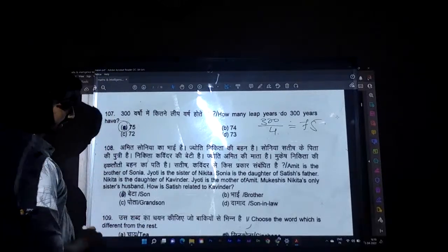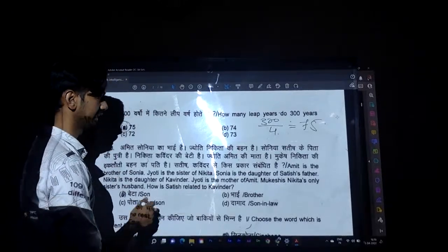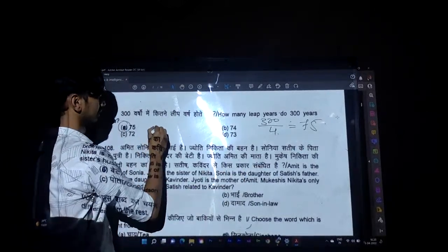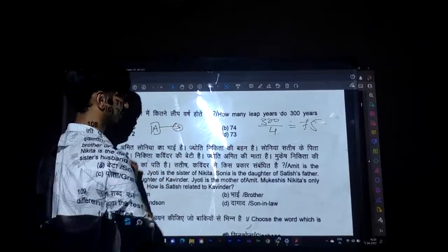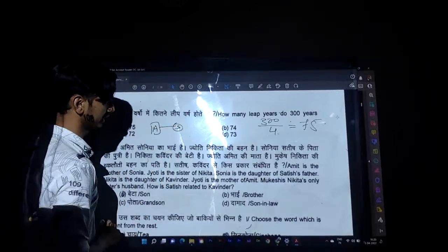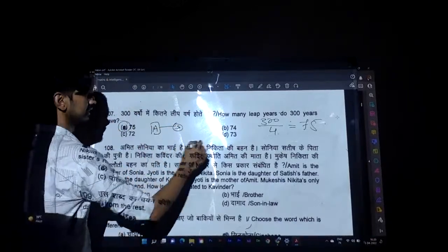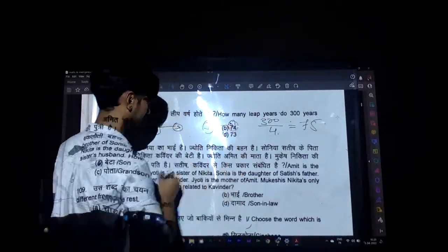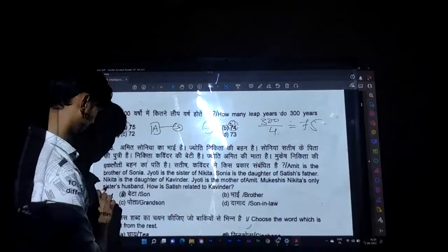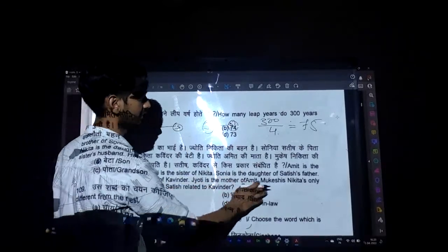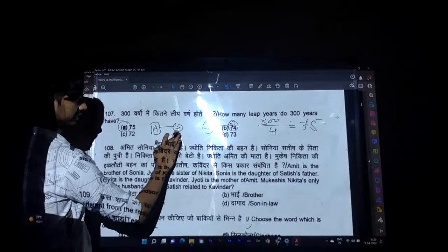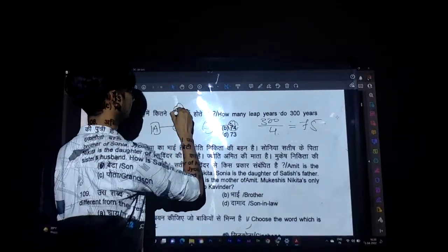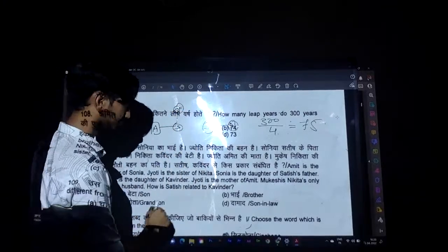So now we come to question number 8. It is given that Amit is the brother of Sonia. So this is Amit, the brother of Sonia. Jyoti is the sister of Nikita. Sonia is the daughter of Satish's father. Here, this is Sonia, she is the daughter of Satish's father. So this here will be Satish's father.